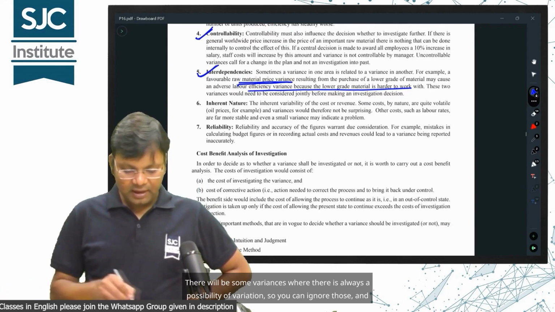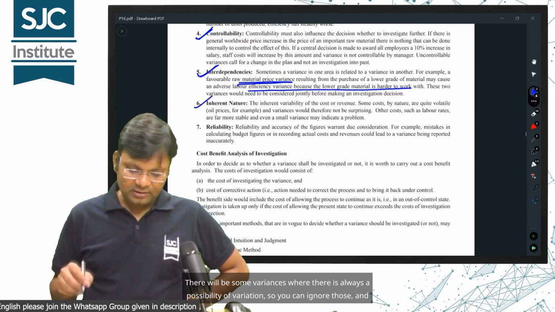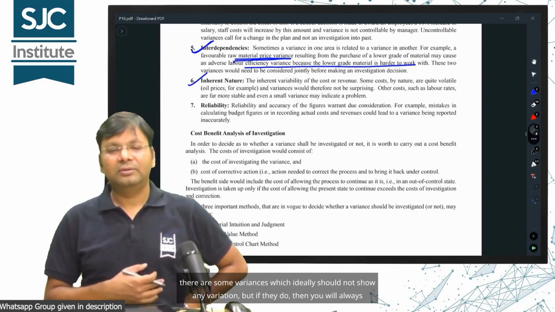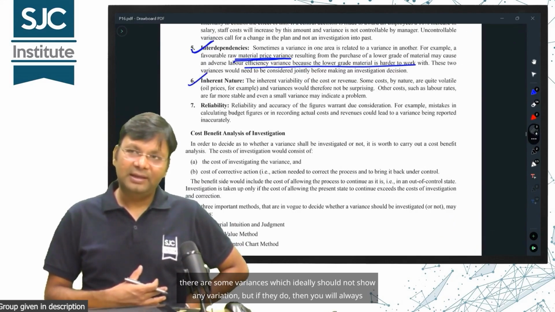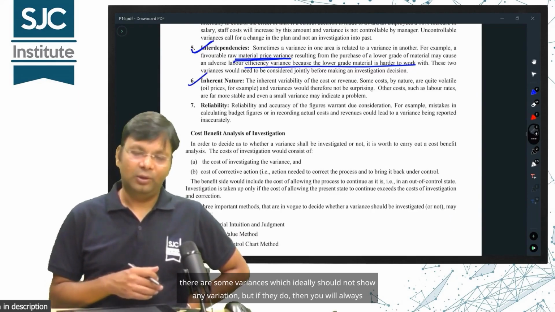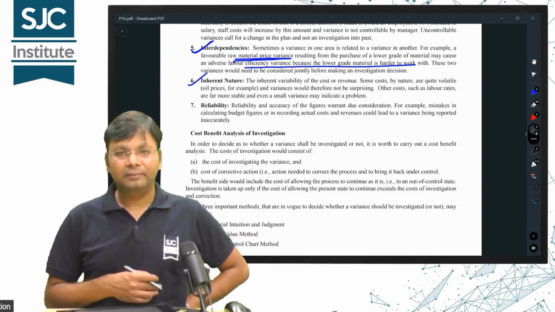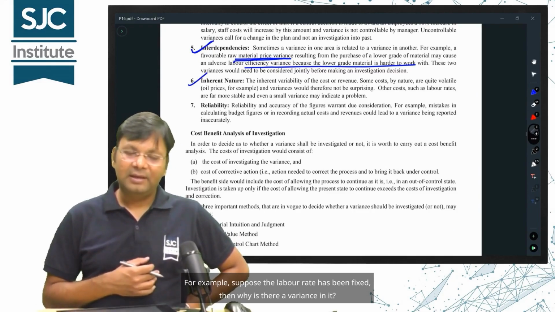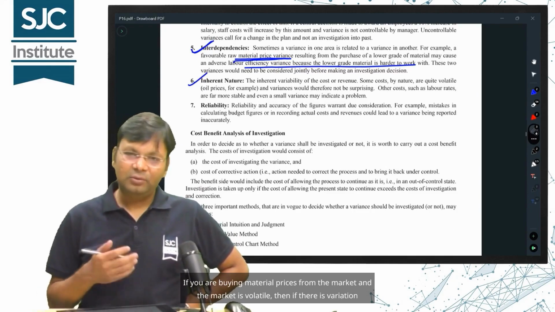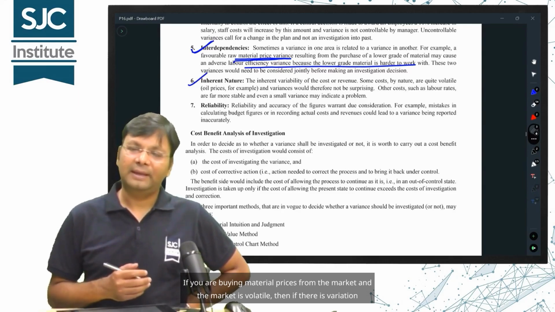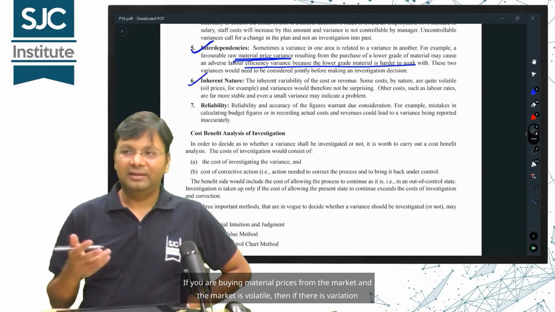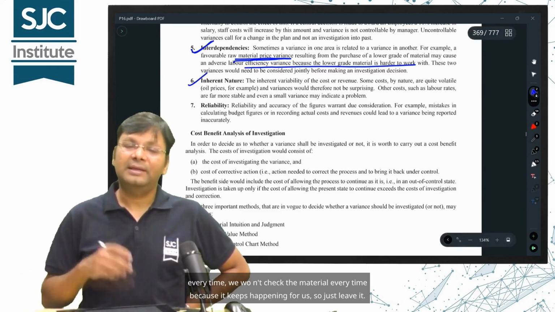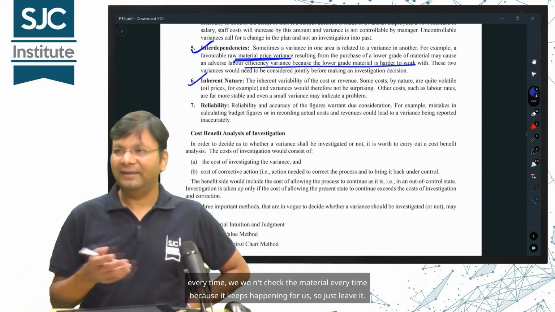There will be some variances where there is always a possibility of variation, so you can ignore those, and there are some variances which ideally should not show any variation, but if they do, then you will always have to show them. For example, suppose the labor rate has been fixed, then why is there a variance in it? If you are buying material from the market and the market is volatile, then if there is variation every time, we won't check the material every time because it keeps happening for us, so just leave it.